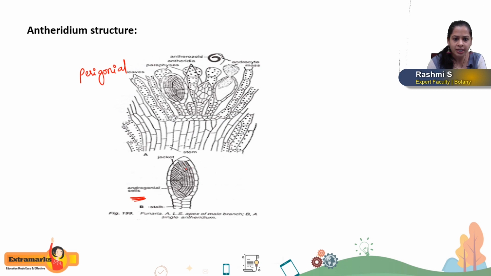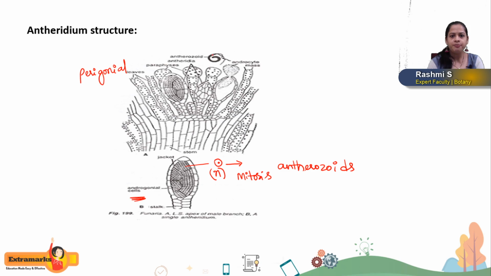So these are individual androgonial cells. Each cell in the androgonium has to undergo cell division. You know, it is the gametophytic plant body, so the androgonial cells are haploid. These haploid androgonial cells, upon mitosis, produce antherozoids, and these antherozoids are motile and they swim towards the archegonium.